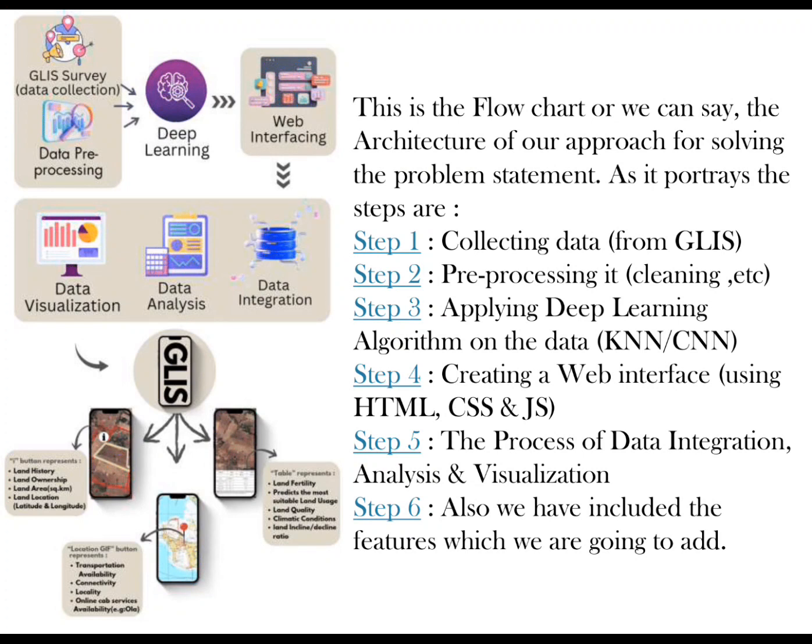Here we have also included some features that we are going to add in our project. It will show us the land's history, its ownership, its area, its location, and its fertility. It will predict the usage properly, the land's quality, and the climatic conditions around the land. Also, the transportation availability will be shown, its connectivity, its locality, and if there are any cab services available around or not.